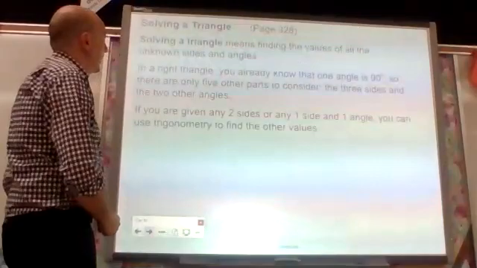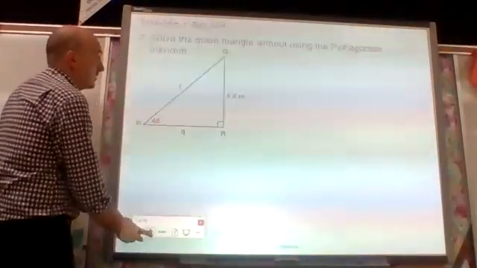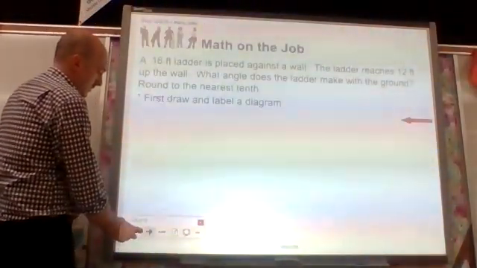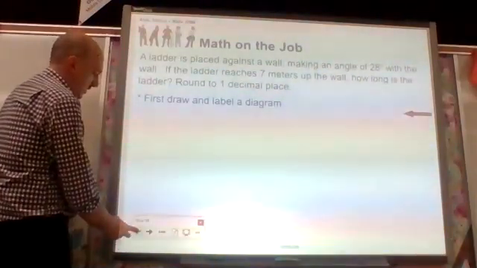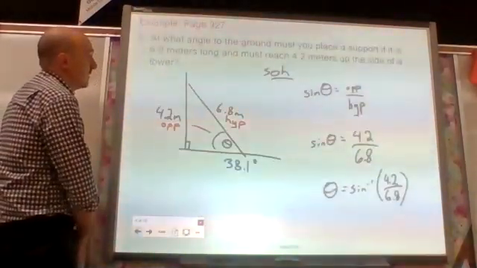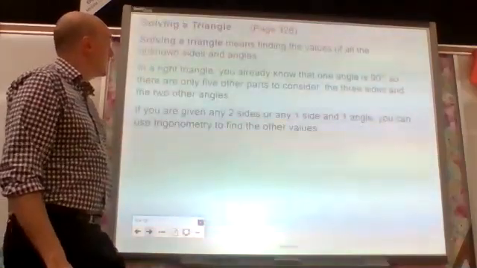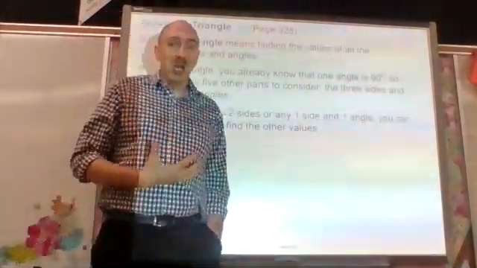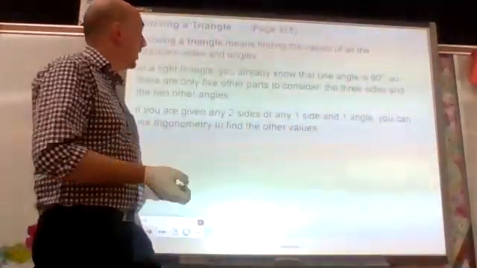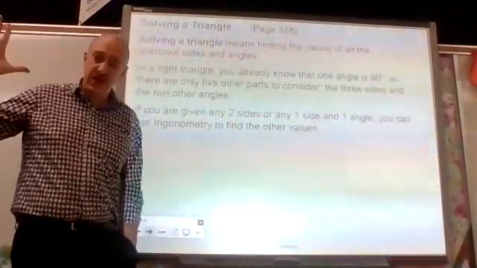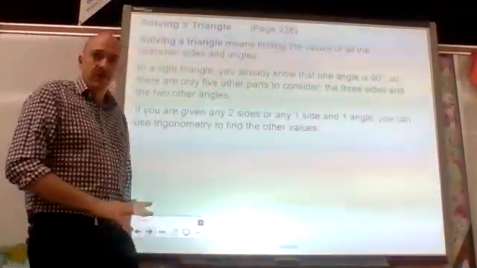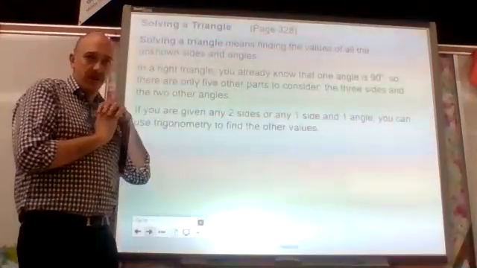Let's see what else we have. I can't remember how many more slides we've got. All the way up to 10. This one's a little longer, but it gets the last of the practice. Solving a triangle, what does that mean? Solving a triangle means you find the values of all the sides and all the angles. With a right angle triangle, we've already got one of them.